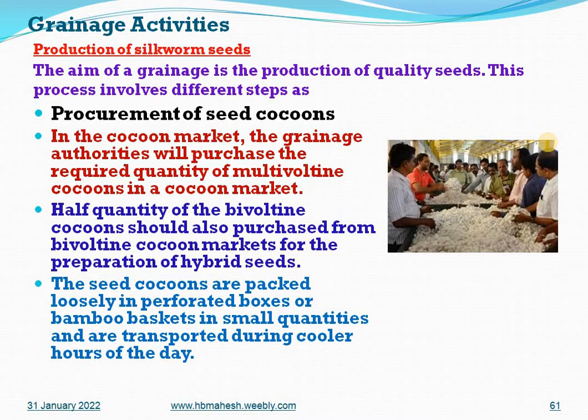So, a grainage officer, a grainage authority, will purchase the required quantity of multivoltine cocoons in the multivoltine seed cocoon market. This is the first one. Next, they have to visit the bivoltine cocoon market situated in Kanakapura Taluk. Half the quantity of bivoltine cocoons should also be purchased from the bivoltine cocoon markets for the preparation of hybrid seeds.